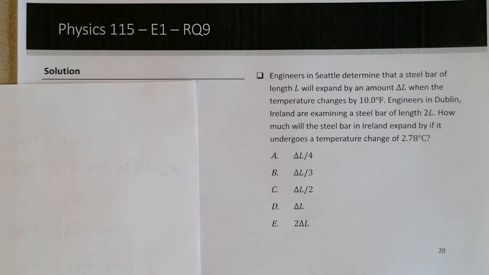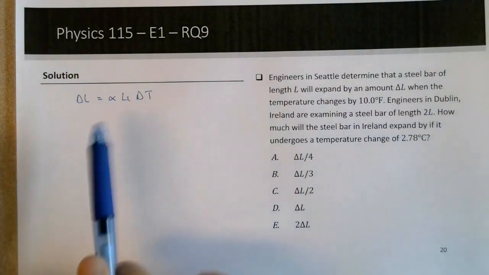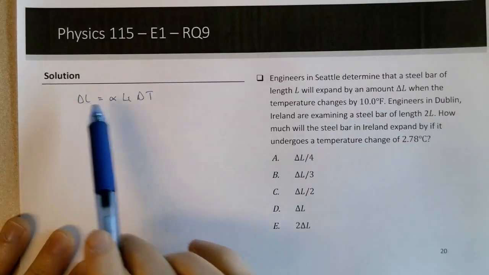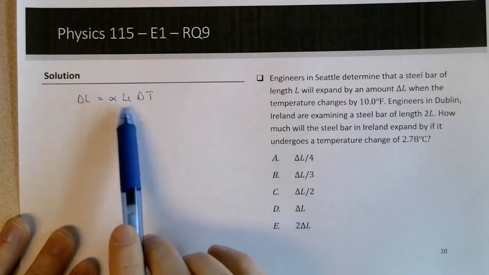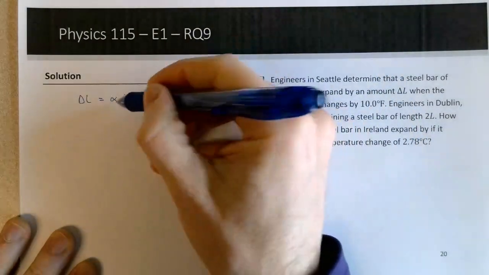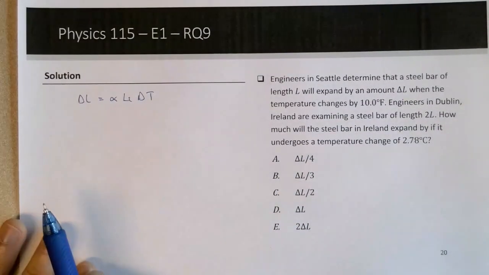So the question is definitely examining the concept of linear expansion, but also challenging proportional reasoning, mathematical skills, and setting up a system of equations. I wrote this equation a little earlier, and this is the key concept: the change in length of a material, delta L, is equal to alpha, the coefficient of linear expansion, times its initial length, L subscript i, times the change in temperature.